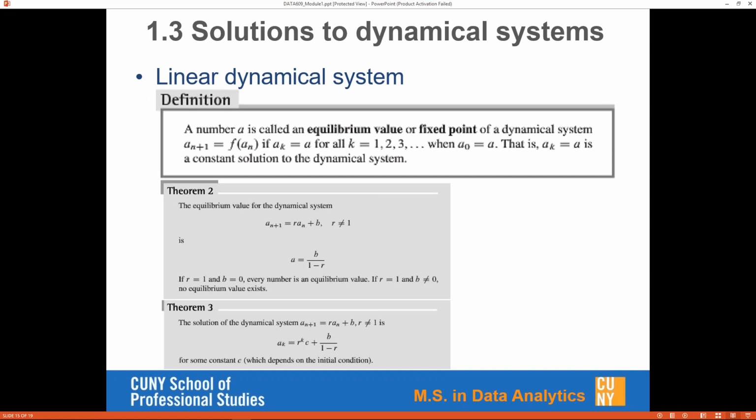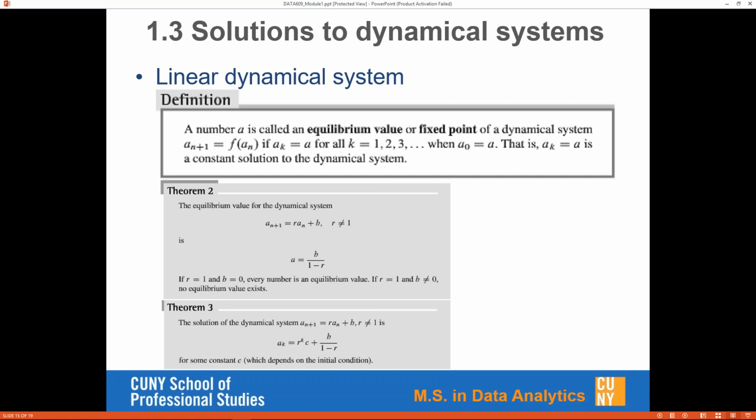The idea is if a_(n+1) equals r a_n plus b, then the equilibrium value for this solution is a equals b divided by 1 minus r. If you remember some of this linear relationship, essentially it says that as n approaches infinity, the solution that we saw here is really the solution for this problem. And then for the next one, the solution for this system is a_k equals r to the power of k plus b divided by 1 minus r.